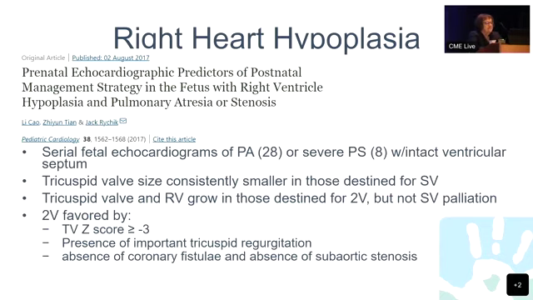And in this series of fetal echoes in either pulmonary atresia with intact septum or very severe PS, the tricuspid valve was again the key, and the tricuspid valve size was consistently smaller in those who ultimately had a single ventricle repair, but the tricuspid valve and the right ventricle grew in utero in those who were destined for a 2 ventricle repair. They pointed out that 2 ventricle repair was favored by those with a tricuspid valve Z-score of -3 or greater, similar to those other studies, and that presence of important tricuspid regurgitation and absence of coronary fistulae and subaortic stenosis were other predictors of 2 ventricle repair.